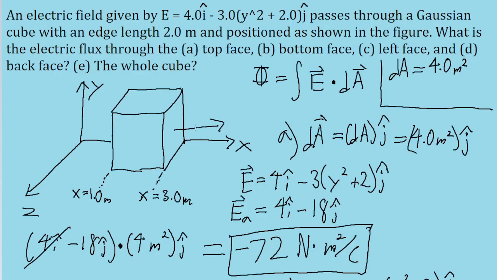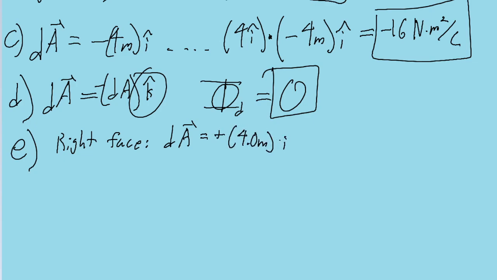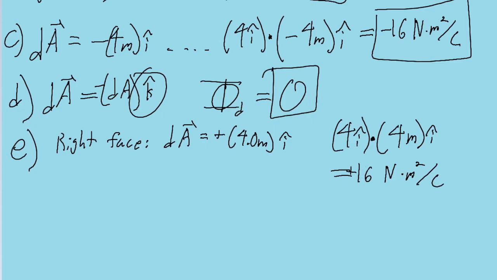The right face is going to be a little trickier because we can see it's going to have an i-hat unit vector, which means we can actually dot this with our field formula and get a non-zero result. So let's do that. So for the right face, we can see that dA is going to be equal to positive 4 meters in the i-hat direction. So if we were to dot this with our electric field, we're just dotting the i components. So 4i from the electric field formula, dotted with the 4 meters that we have here, gives us 16 again, but positive 16. Positive 16 newton meters squared per coulomb. So that is the flux through the right face.